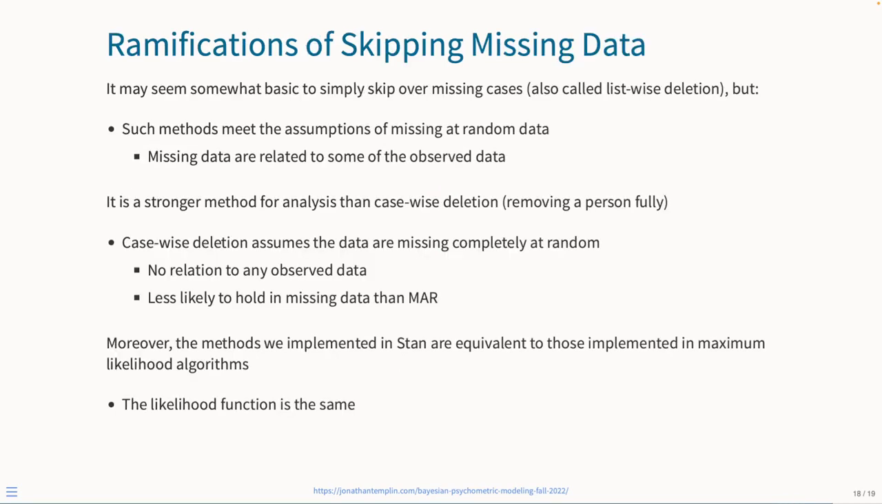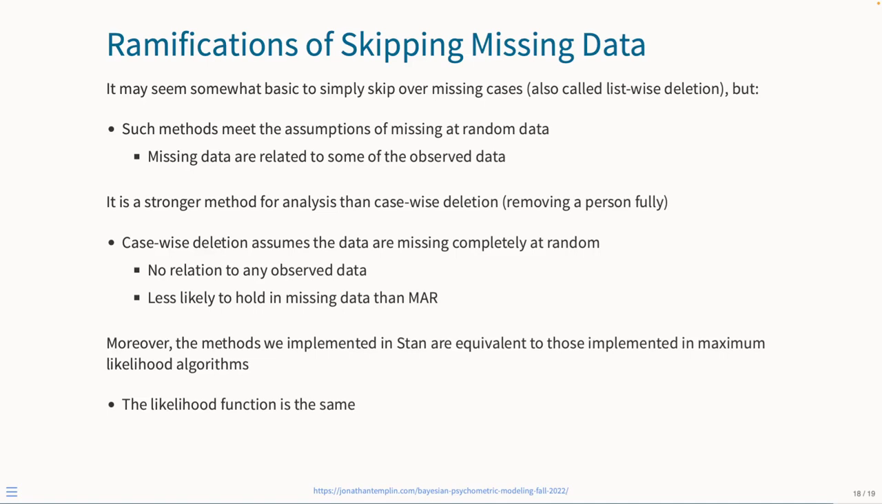Well, it turns out that process itself meets the assumptions of something, or better yet, this is the right process to use if you have data that is missing at random, that designation. Now, I don't have enough time to teach you missing data designations, and there's quite a few of them, and missing at random is a big one. What missing at random means is that missing data are related to something of the observed data, usually through a function in the model.